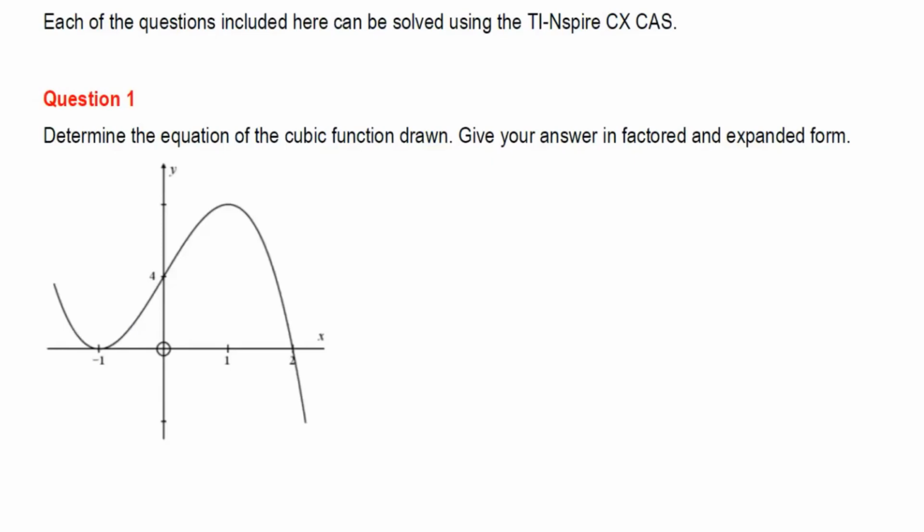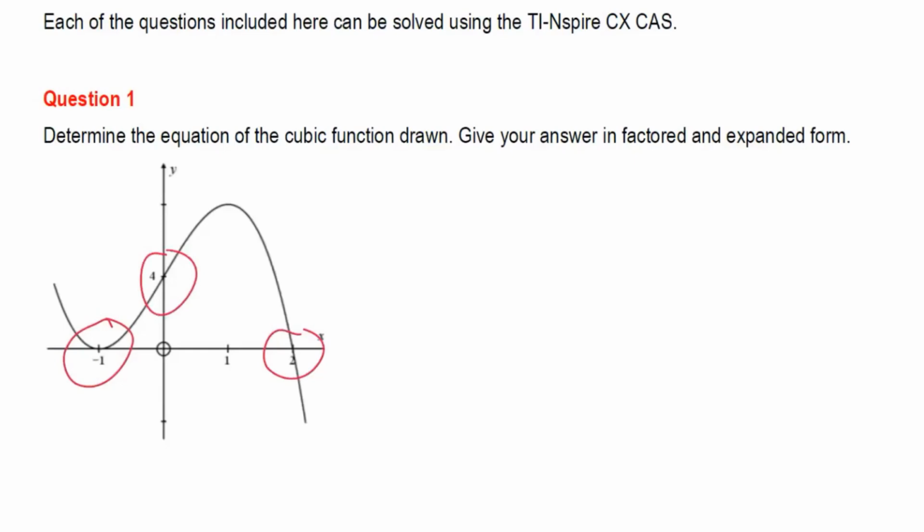Now, there's not a lot to do on the graphics calculator for this one because you first of all need to come up with the factorized expression. And if you have a look at that graph, you have got a double solution at x equals -1, and you've got a single solution at x equals 2, and we know that the function is passing through 0,4.